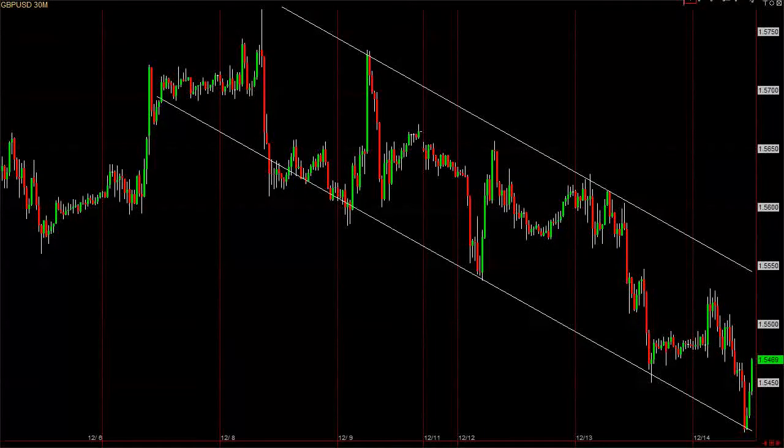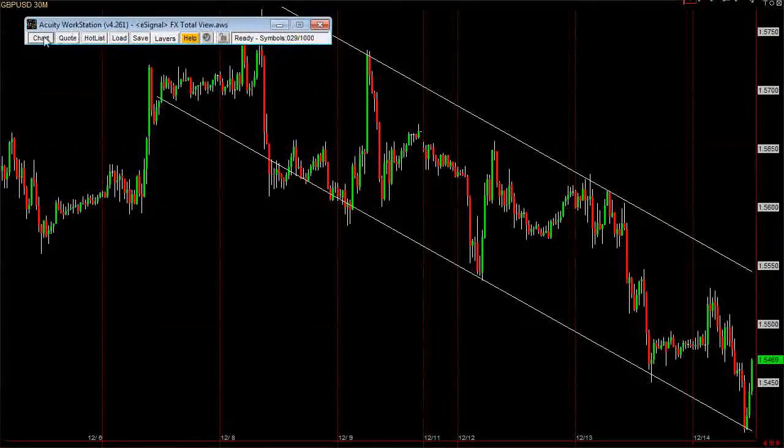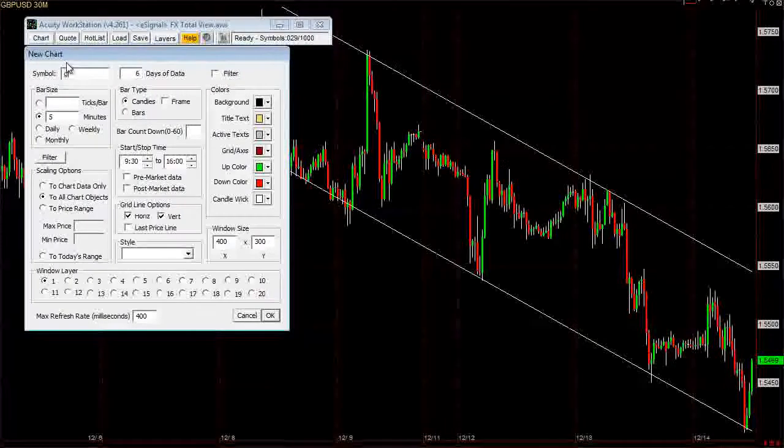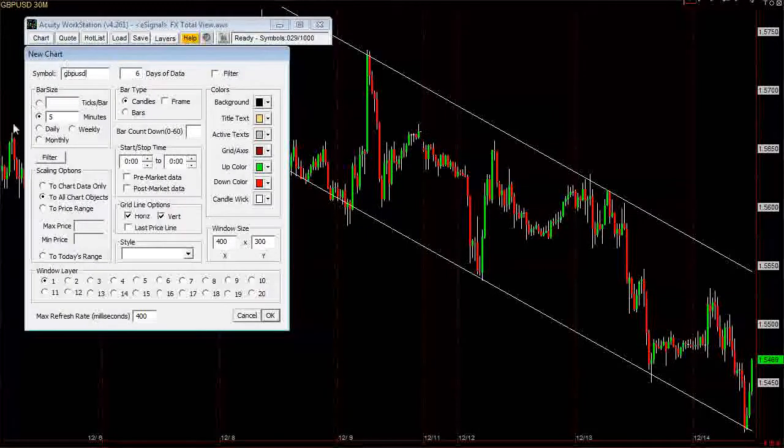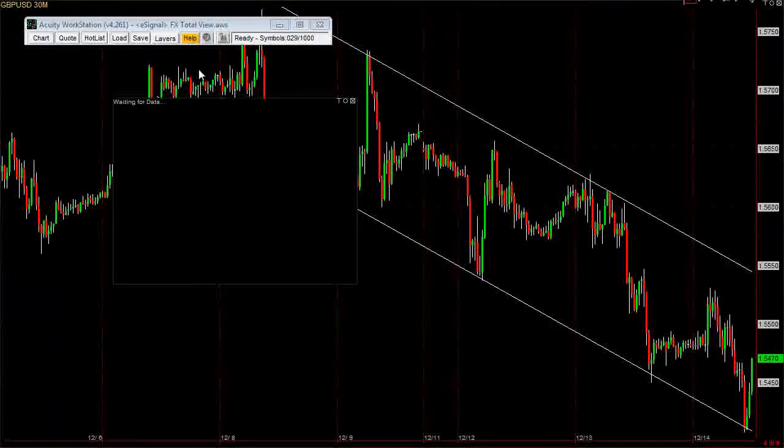Now you wouldn't want to use a 30-minute chart for your entry signal, so bring down the toolbar, click on chart, we'll put on pound dollar, and I highly recommend using pips per bar charts, their range charts. So let's just use 6 pips per bar. Every time the price moves 6 pips, you're going to get a new bar. So we're going to hit OK.